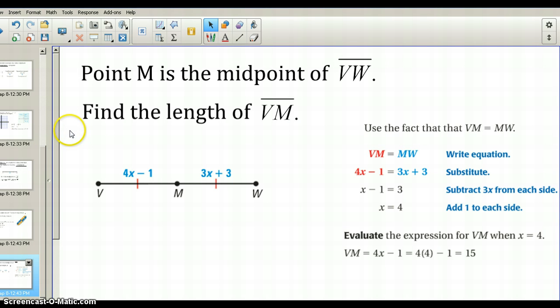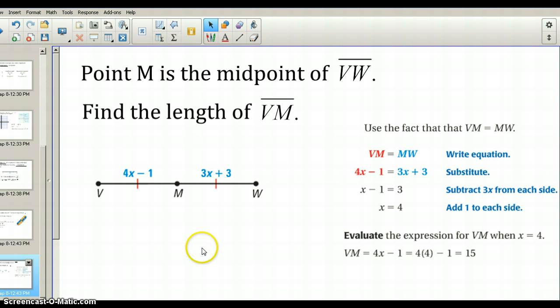But if you read this problem, it says find the length. And x equals something is not finding the actual length. So last thing I need to do is take x and plug it back into VM. So if x is 4, then I'm going to take 4 times 4, which is 16, minus 1, and that's 15. So VM is 15. You might also want to put it in here and make sure you get 15, because if these are not equal, then you might have messed up algebraically. So 3 times 4 is 12. 12 plus 3 is 15.